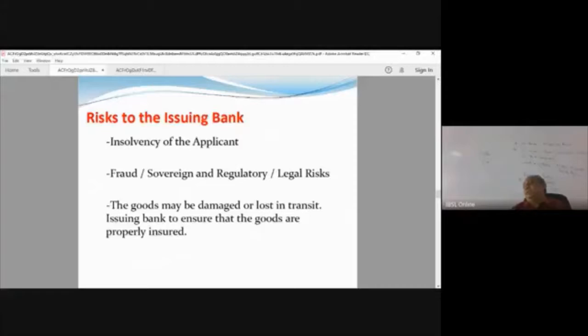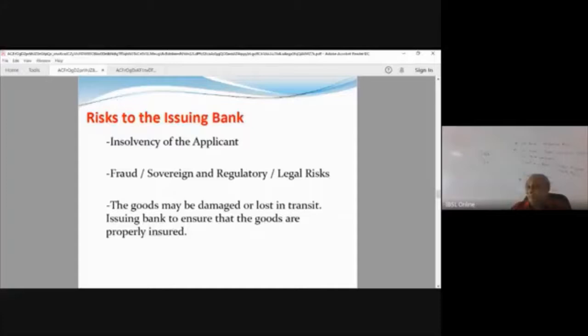Okay. Then if it is CNF, whose responsibility to take the insurance? Importer. Are you from a bank? No, I'm not from a bank. If you are from a bank, we know we never open LCs under CNF and FOB without proper, adequate insurance cover. Because once you open the LC, it is the responsibility of the issuing bank to pay the beneficiary, right?